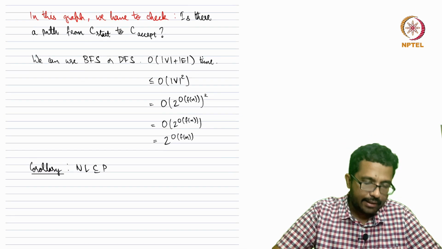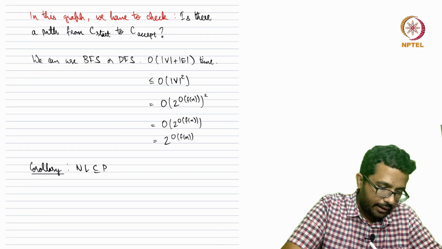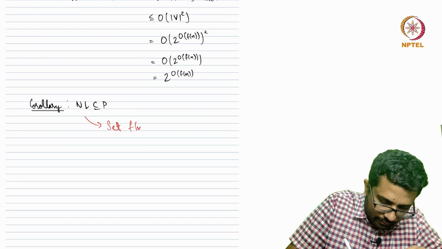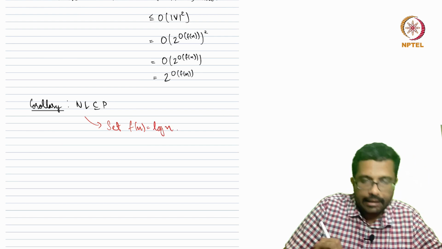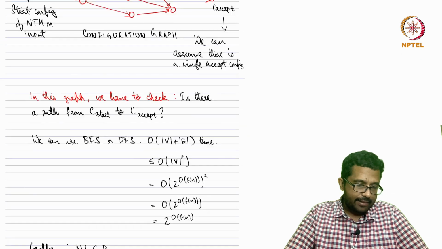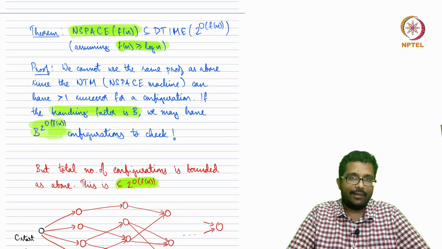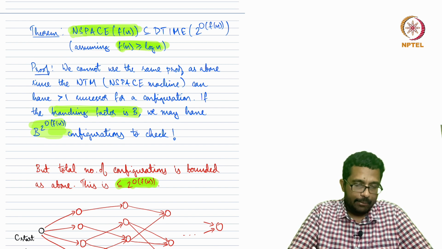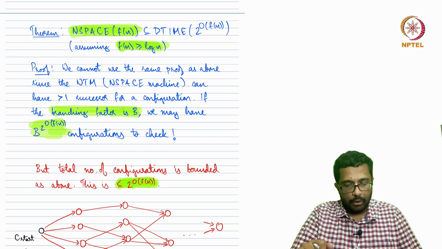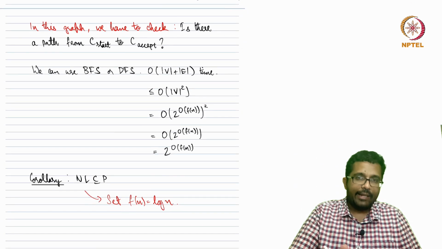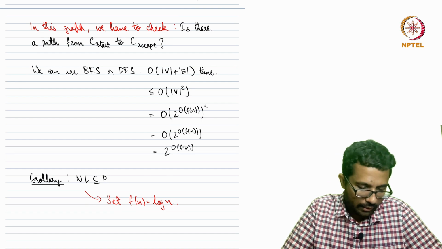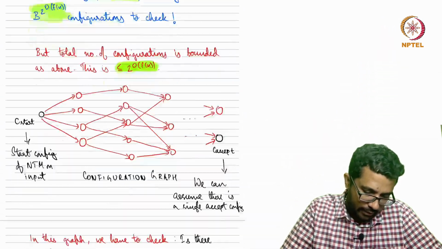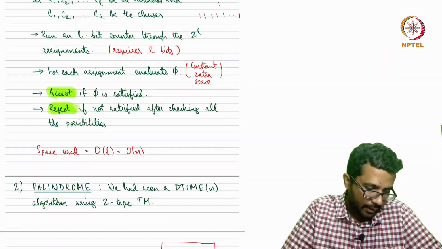And this implies that by setting f(n) to be log n, we get that NSPACE of log n is NL, and DTIME of 2 power O(log n) is basically DTIME of n power some constant, which is polynomial time. So this shows that NL is contained in P. So that is what I want to say in this lecture, lecture number 57.